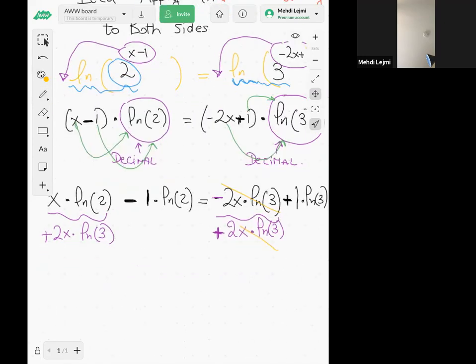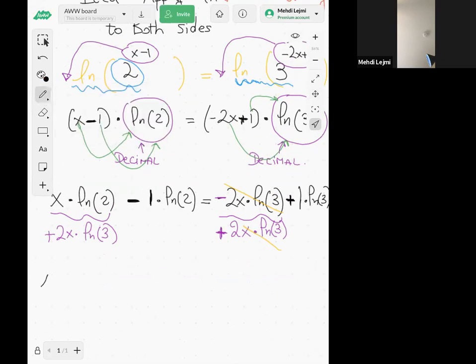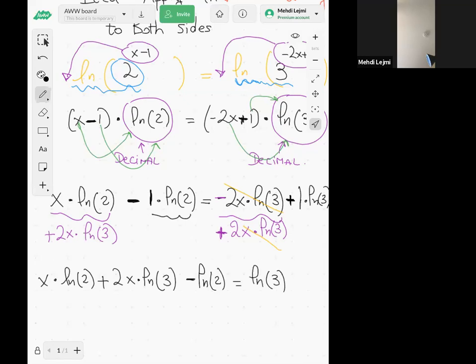So then it's just x times natural log of 2 plus this 2x times natural log of phi. And then there's this minus 1 times natural log of 2. Well, 1 times any number, a decimal or fraction or whatever, is going to be just the same number. So it's natural log of 2. And the right side, it's 1 times natural log of phi, same thing. It's going to be just the same number, which is natural log of 3.